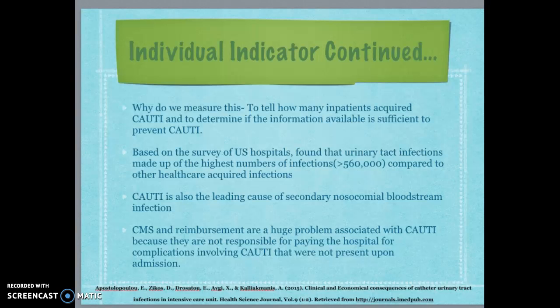CAUTI is also the leading cause of secondary nosocomial bloodstream infection. CMS and reimbursement are a huge problem associated with CAUTI because they are not responsible for paying the hospital for complications involving CAUTI that were not present upon admission.